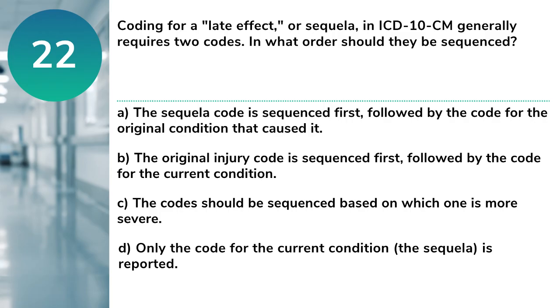Question 22. Coding for a late effect, or sequela, in ICD-10-CM generally requires two codes. In what order should they be sequenced? A. The sequela code is sequenced first, followed by the code for the original condition that caused it. B. The original injury code is sequenced first, followed by the code for the current condition. C. The codes should be sequenced based on which one is more severe. D. Only the code for the current condition, the sequela, is reported.